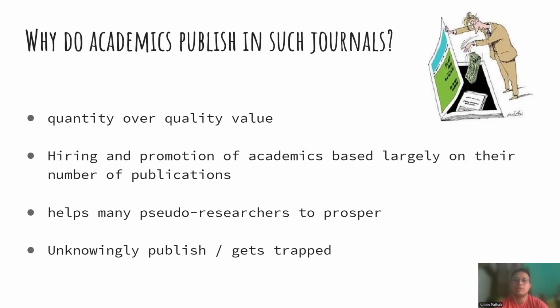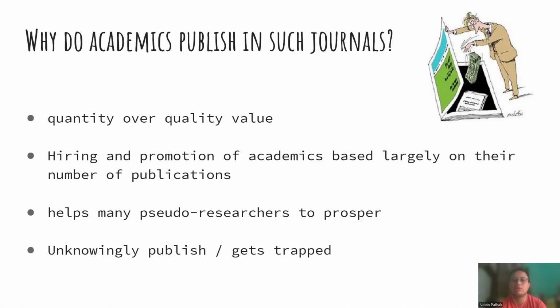So why do academics publish in this kind of journal? Over the period of time, we still value quantity over quality. Generally, I can feel that many researchers also want more quantity over quality, because quality papers will take much more time in peer review, and it will take further effort to increase your scientific rigor, right?